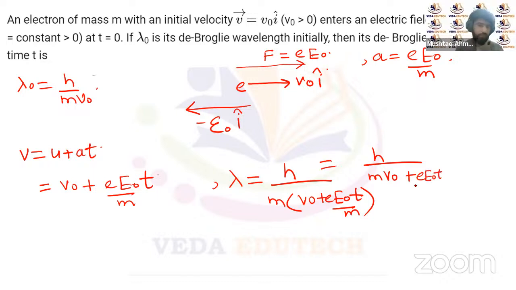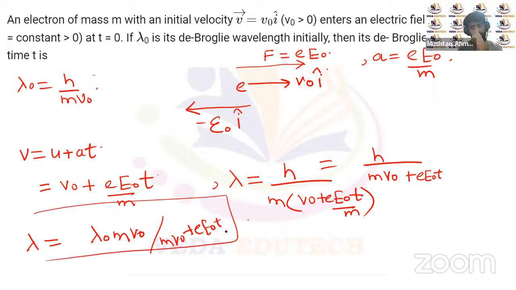Now from here we can replace this in terms of lambda naught. This will be the new de Broglie wavelength. If we have to calculate it in terms of lambda naught, we can replace h with lambda naught m v naught. So lambda will be lambda naught m v naught upon m v naught plus e E naught t. This is how we can calculate the de Broglie wavelength at a later time t using the equation of motion.